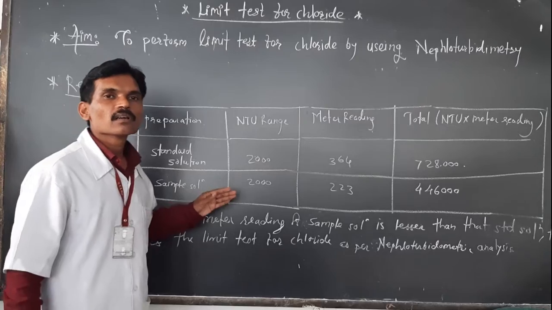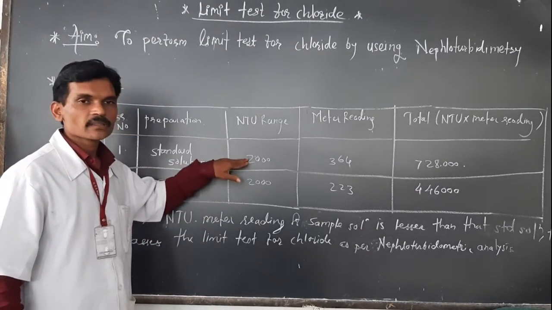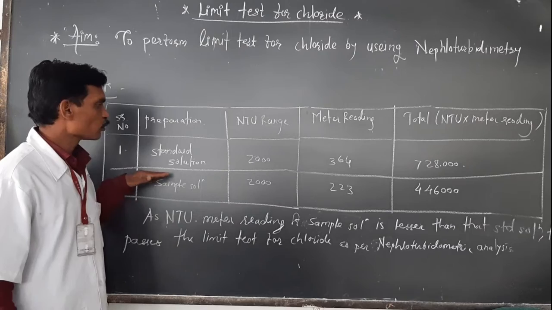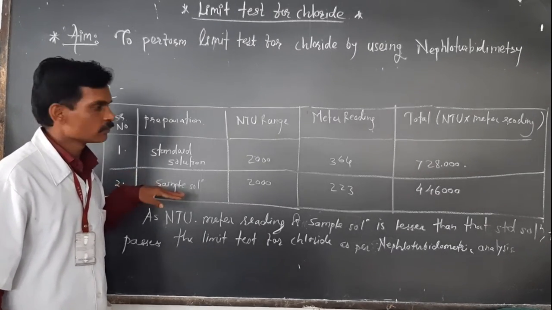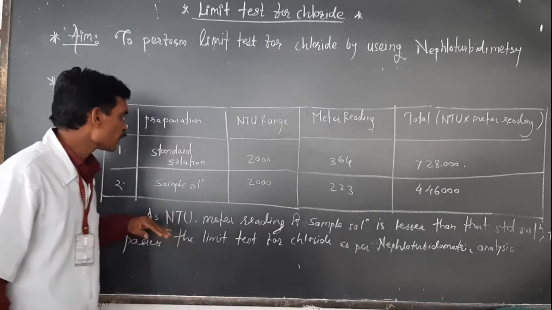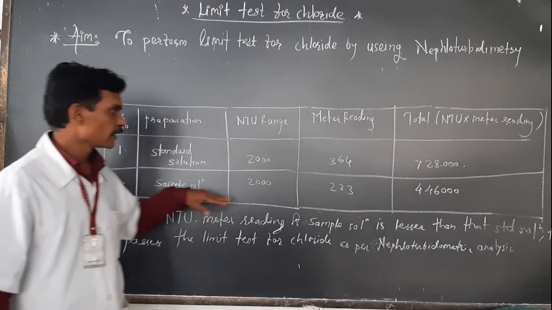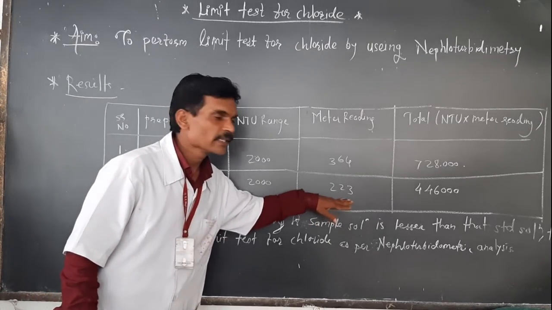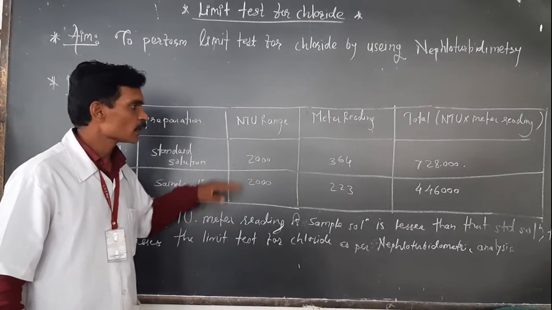We set our nepheloturbidometer NTU range to 2000. Very first of all, we recorded our reading for the standard solution. The reading found was 364. Similarly, we recorded our sample solution's meter reading. We got 223. Both these readings were conducted at NTU range 2000.